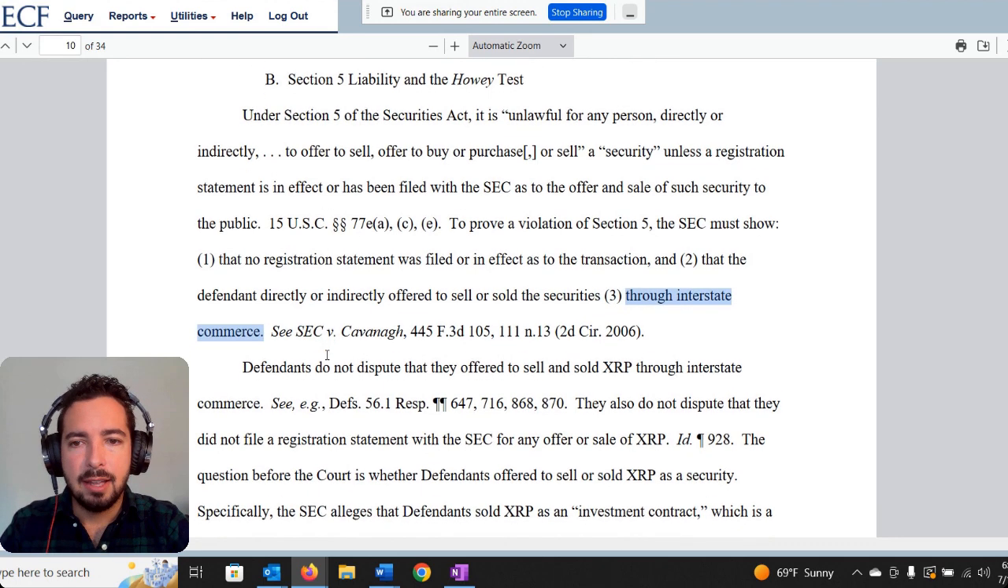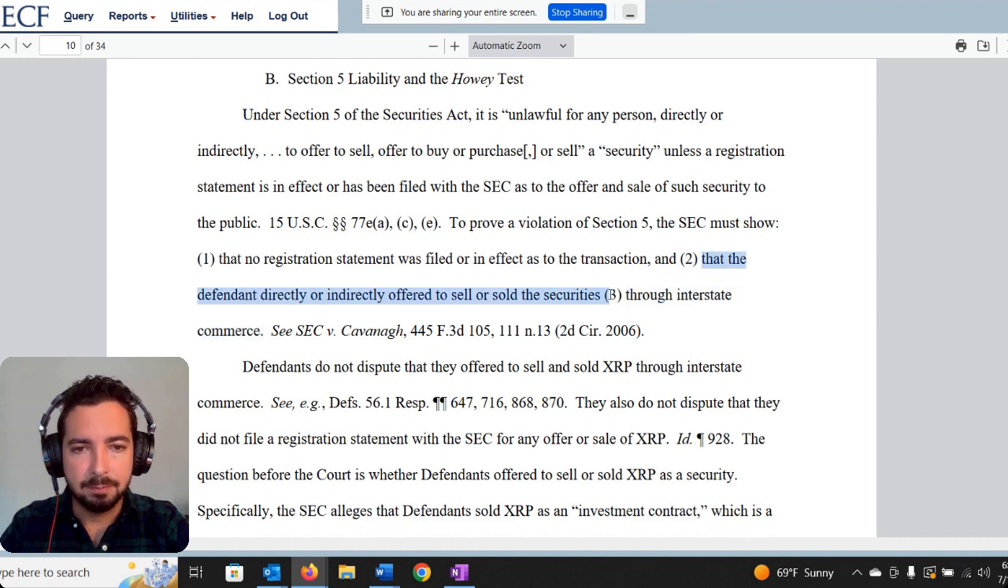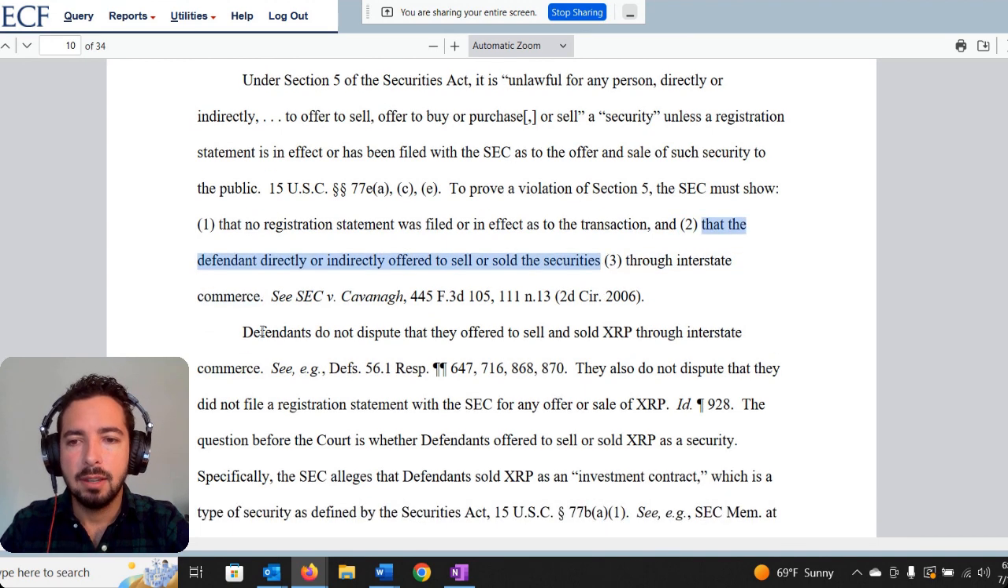So basically number two is the only thing that we're dealing with right now. And here, the court goes through it. Defendants do not dispute that they offered to sell and sold XRP through interstate commerce. So the judge is saying this number three has been proven. They also do not dispute that they did not file a registration statement with the SEC for any offer or sale of XRP. So again, she's saying this section one has been proven.